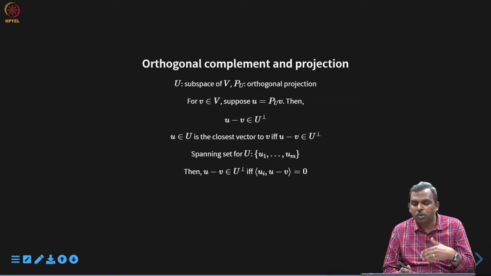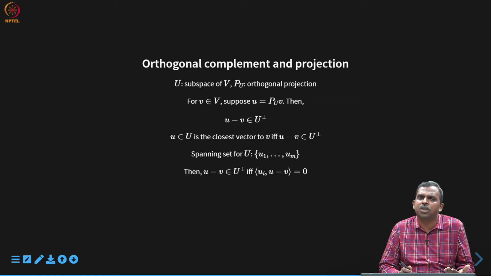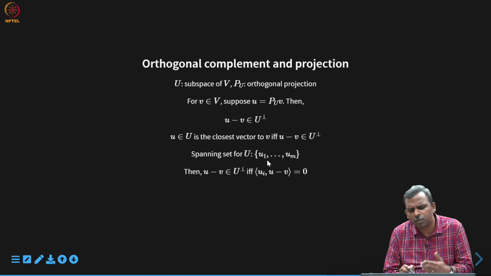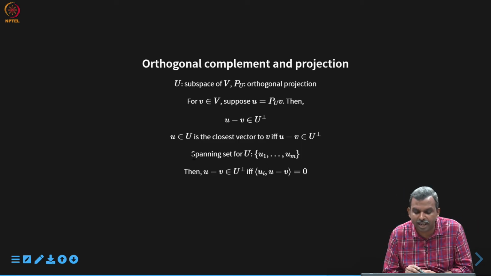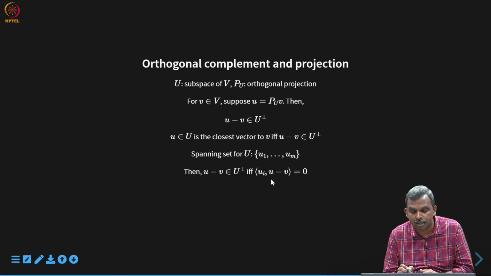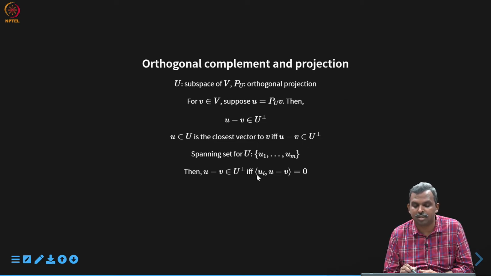Now how do you do this testing? How do you find if U minus V is in U perp or not? It's not very hard, right? You take any spanning set for U. It could be a basis but maybe not, I don't care, any spanning set for U. Then U minus V is in U perp if and only if this inner product is 0, isn't it? Each of these spanning vectors' inner product with U minus V has to be 0. If that is true, then clearly this is in U perp. If this is in U perp, this will also be 0. So this is an if and only if.